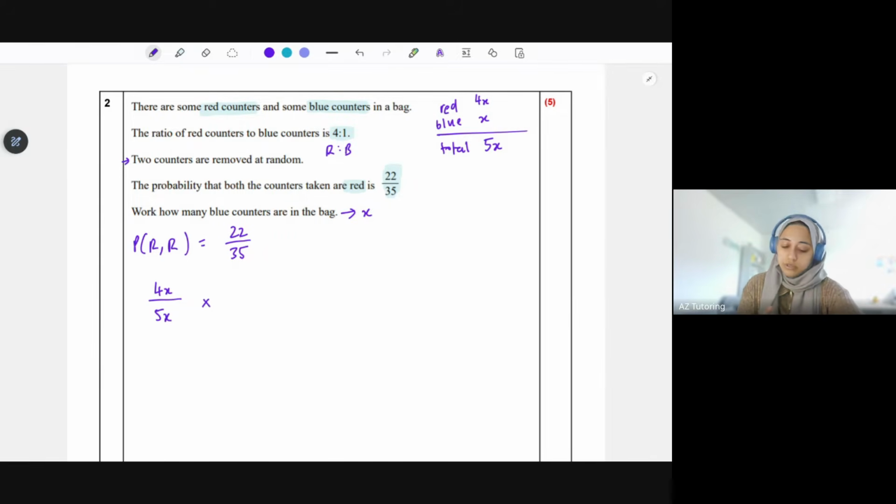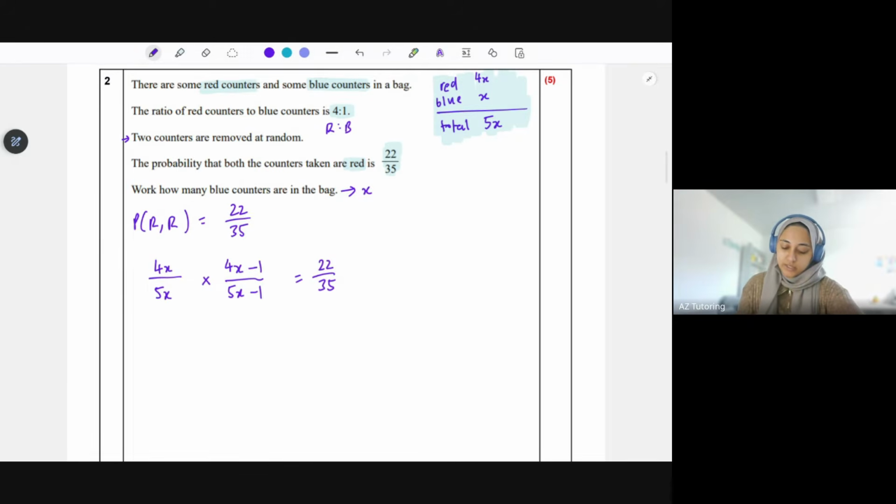We're timesing that by the probability that the second one will be red. Now that we've taken the first one out, that's red already, there's 1 less red in the bag. So the red is no longer 4x, it's 4x minus 1. And the total is no longer 5x, it's 5x minus 1, because 1 counter has been taken from the bag. And we know that this equals 22 over 35 because they've given us this in the question. So you can see you've already done quite a lot of the legwork just by writing this fact down up here, because it's easy to see what your probability is in this case.